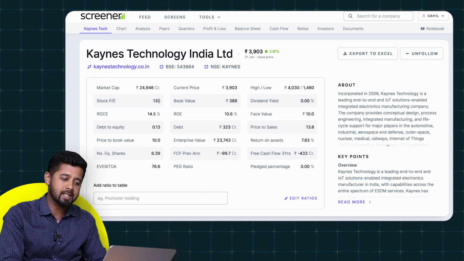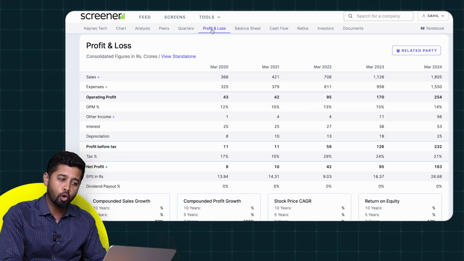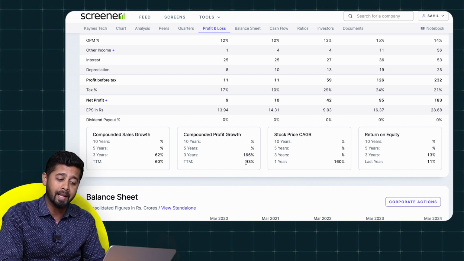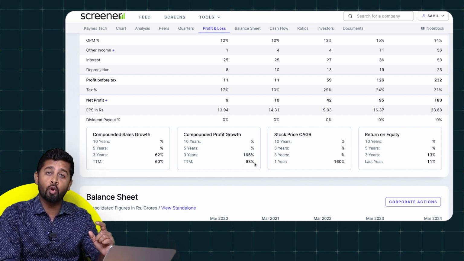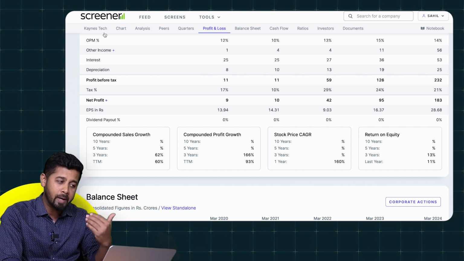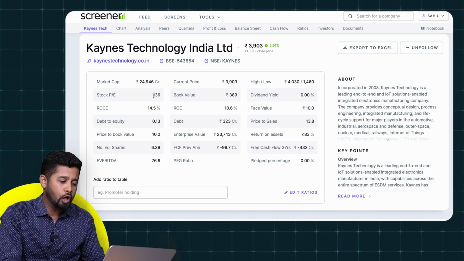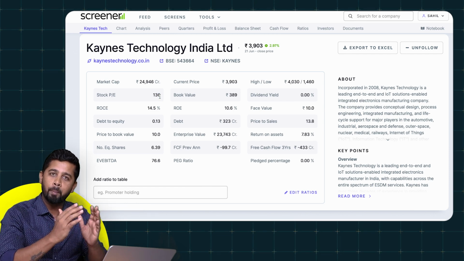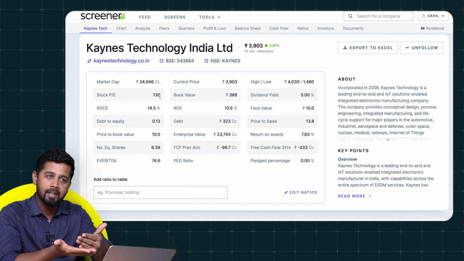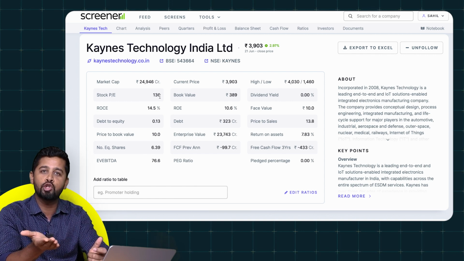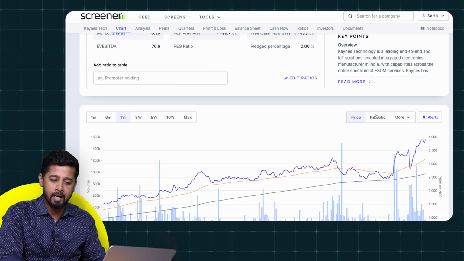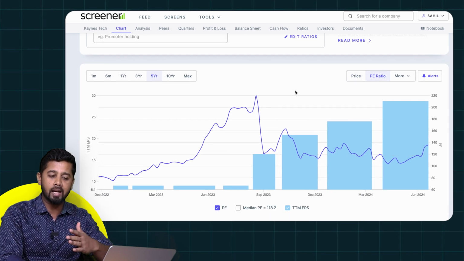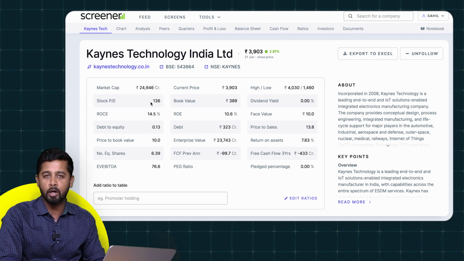Likewise, same story with Kaynes, a PE of 136. Although growth is exponential, look at this, 166% growth in 3 years, 93%. So Kaynes is growing at a much faster rate than Dixon. So maybe it should command a slightly higher valuation of 80, 90 or maybe 100, but 136 is too much. So based on the earning growth CAGR, you have to decide what is the right PE you should pay. And like I said, you can always look at the historical PE on Screener and look at the median PE and compare how the valuation is as compared to the median.